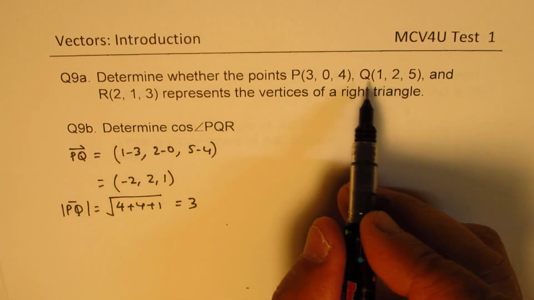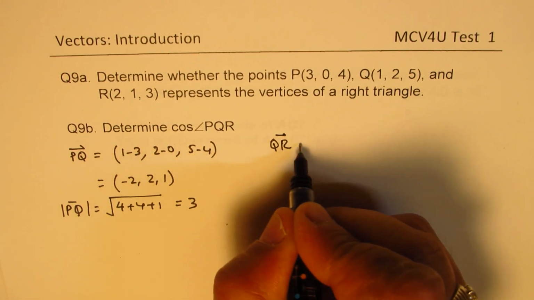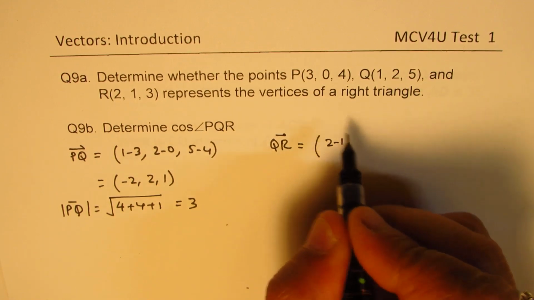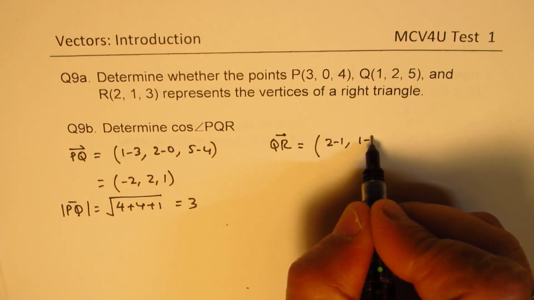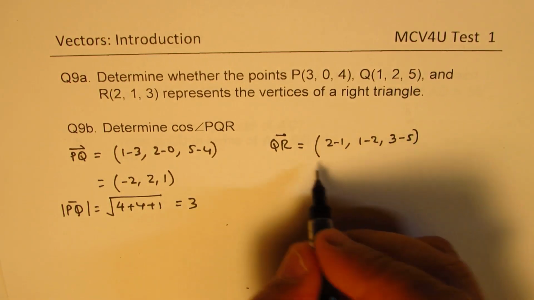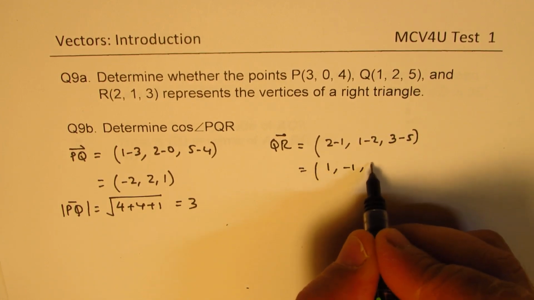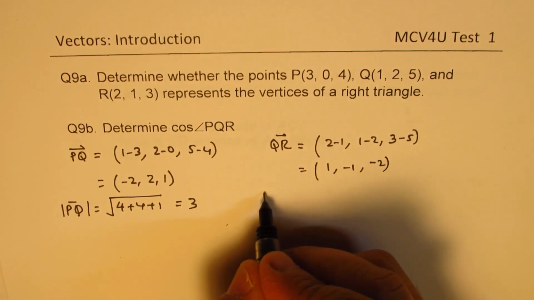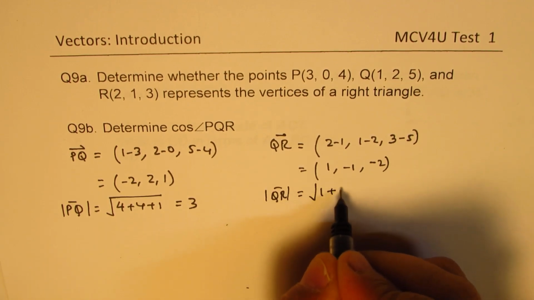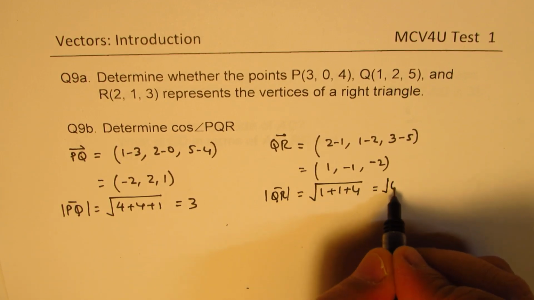Okay. Now let's find what is QR. Now QR will be 2 minus 1, 1 minus 2, and 3 minus 5, which is 1, minus 1, minus 2. So the magnitude QR is square root of 1 plus 1 plus 4, which is square root of 6.